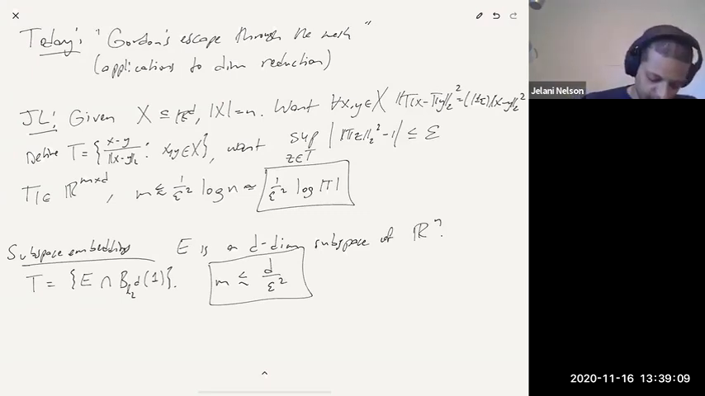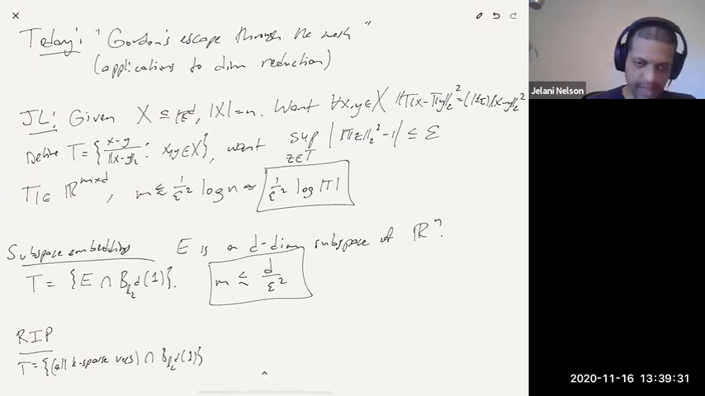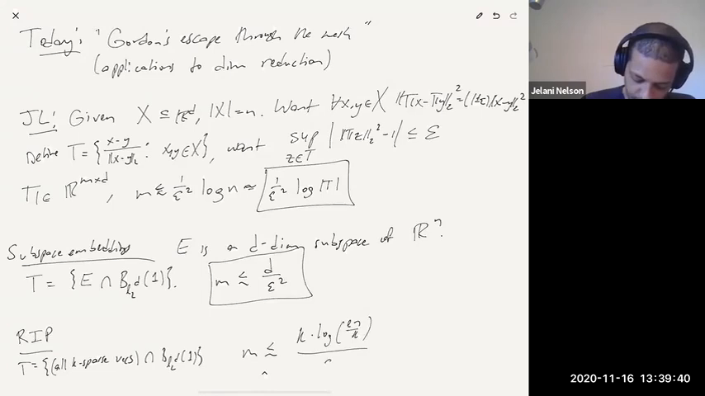And then there was also another part of that p-set problem for RIP matrices, where now T is basically the set of all k-sparse vectors intersected with the unit ball, and there you got that m was at most something like k times log of en over k, over epsilon squared.